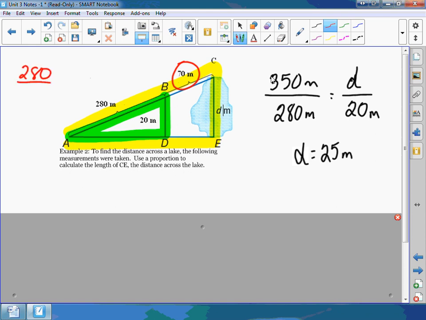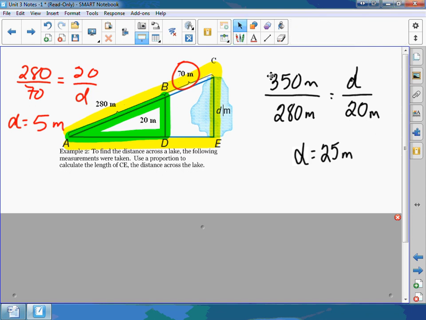So let's say we did it like this. Let's say I did 280 to 70, and then I did 20 to D. Let's say we make this mistake. We said, I'm going to set up a proportion here: 280 to 70 is the same ratio as 20 to this distance across the lake. Now, because I see this a lot on this problem, when you solve this, D is what? Cameron? 5 meters. Okay.